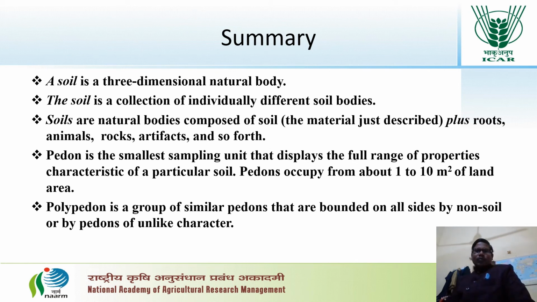Now, in summary, a soil is a three-dimensional natural body. The soil is a collection of individually different soil bodies. Soils are natural bodies composed of soil plus roots, animals, rocks, artifacts, and so forth. Pedon is the smallest sampling unit that displays the full range of properties characteristic of a particular soil. Pedons occupy from about 1 to 10 meters square of land area. Polypedon is a group of similar pedons that are bounded on all sides by non-soil or pedons of unlike character.